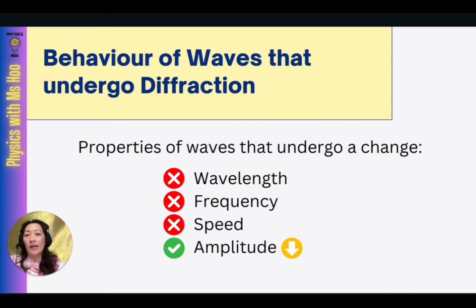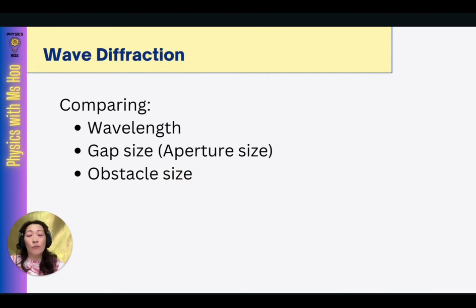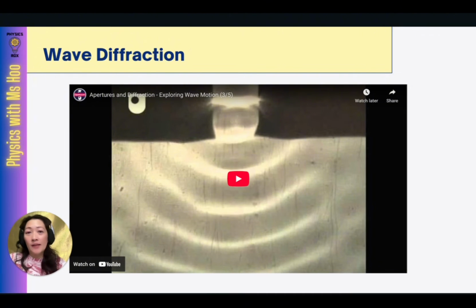Now let's go into understanding the different factors which can affect diffraction. We are going to compare the wavelength of the waves, the gap size, also known as the aperture size, as well as the obstacle size. Now, in order to be able to observe all this, if possible, you should observe these waves in a ripple tank in the lab. I'm not able to take any videos with a ripple tank at the moment because the ripple tanks in our physics laboratories are not working.